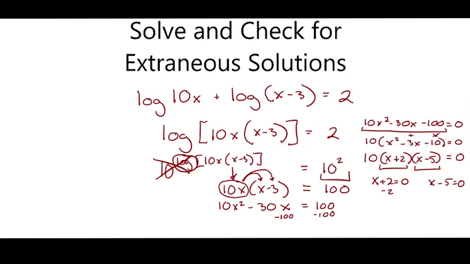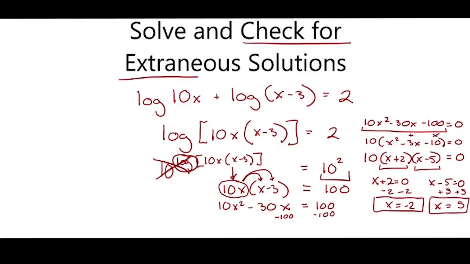Subtract 2, and x is equal to negative 2. And I'm going to add 5, and x is equal to positive 5. So now our solutions appear to be x equals negative 2 and x equals 5. But now is the time in which we check for extraneous solutions. By this time in Algebra 2, you should have already learned what extraneous solutions are. They are solutions to your problem that appear to be correct, but are not.